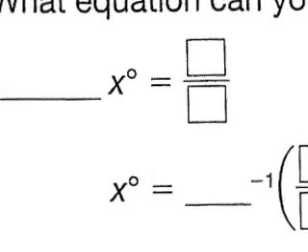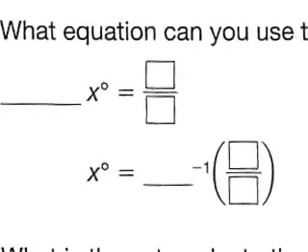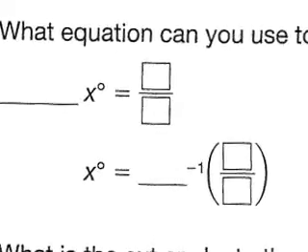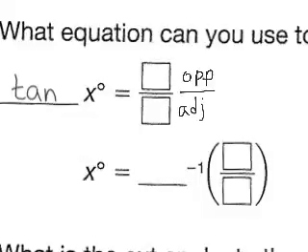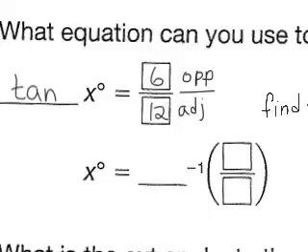So we're going to set it up here. What equation would we use? We're going to use tangent. So tangent of x equals the opposite over the adjacent. So the opposite is 6 and the adjacent is 12. So now we want to find the inverse, to find the degree of the angle.